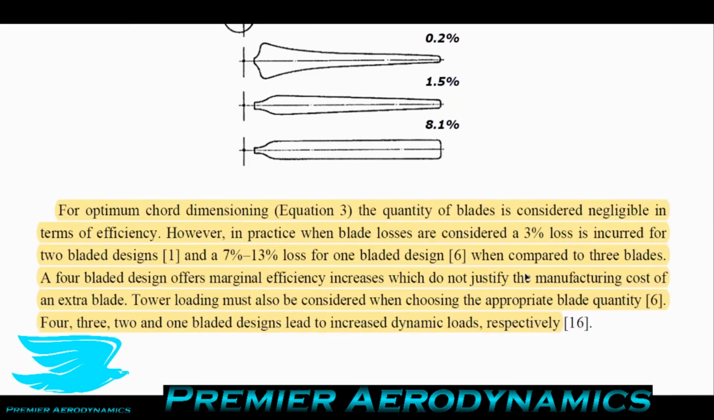They say for optimum chord dimensioning, the quantity of blades is considered negligible in terms of efficiency. However, in practice, when blade losses are considered, a 3% loss is incurred for 2-blade designs and a 7 to 13% loss for 1-blade designs when compared to 3 blades. And then they say a four-blade design offers a little bit more efficiency, but not enough to justify manufacturing costs. They also say tower loading must be considered when choosing the appropriate blade quantity. 4-, 3-, 2-, and 1-bladed designs lead to increased dynamic loads respectively.